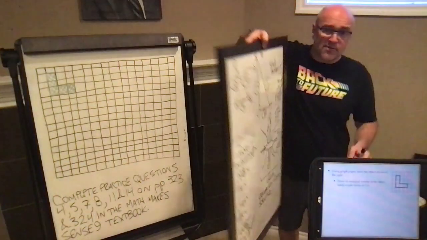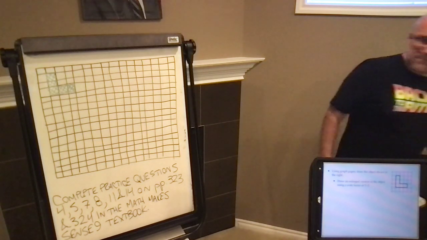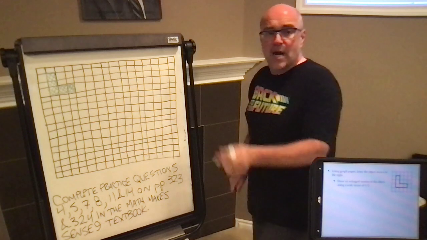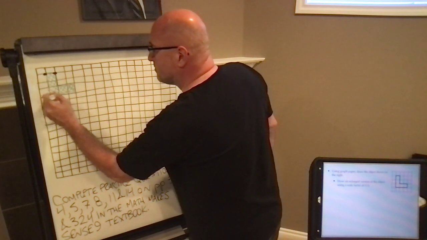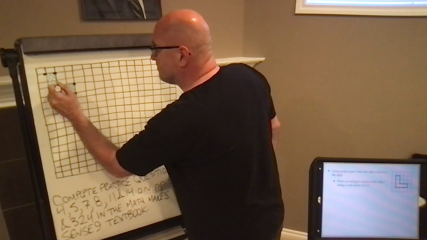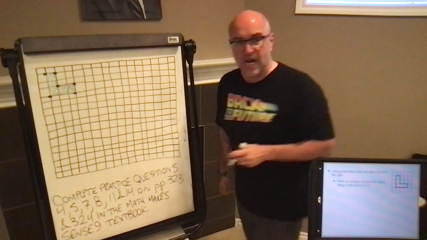Almost done this topic for today. Here's some more graph paper, and I'm getting better at this apparently. What I've drawn up here, and you can see it up in the corner, is a little L shape. There are dots for the corners, and you can connect the dots. You can see I've shaded it in a little bit.